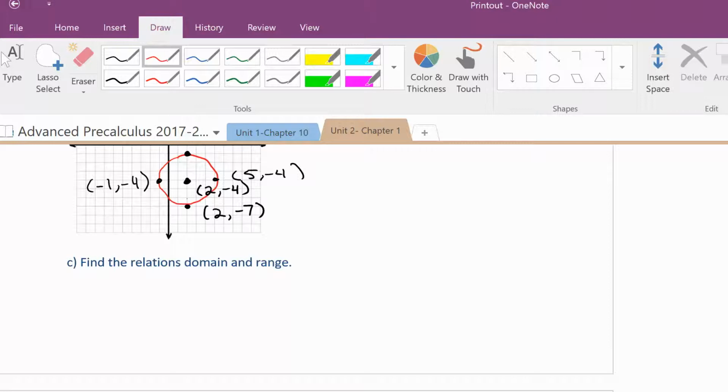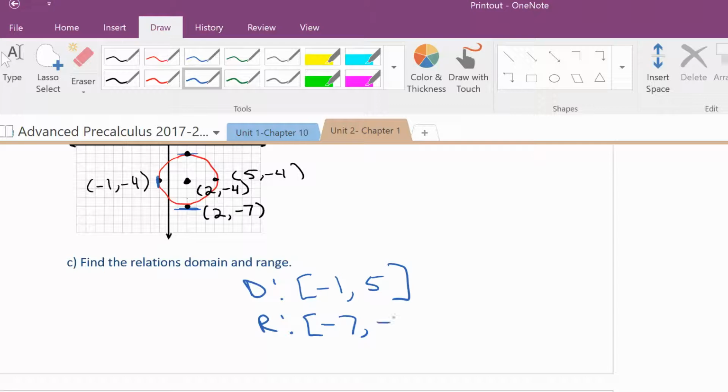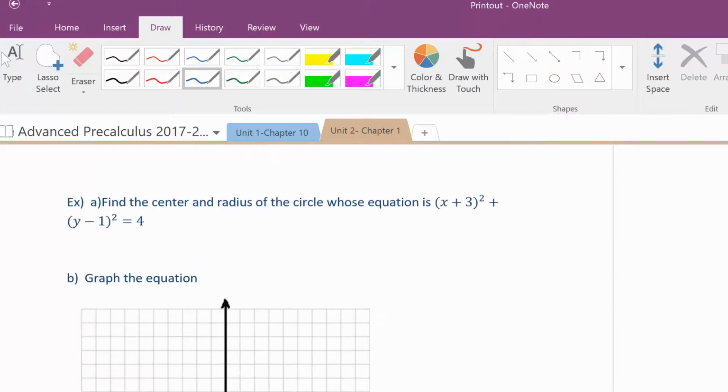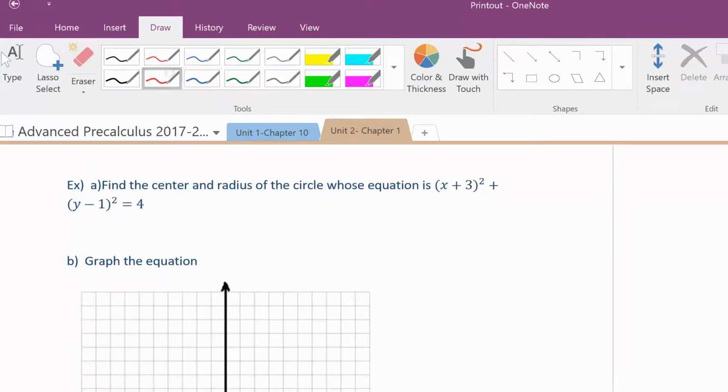So now, domain and range. Well, if you look at the x, the domain starts at negative 1 and goes to positive 5. The range, well, the lowest value is negative 7, and the highest value is negative 1. And so there's the domain and range. So let's look at the next one.